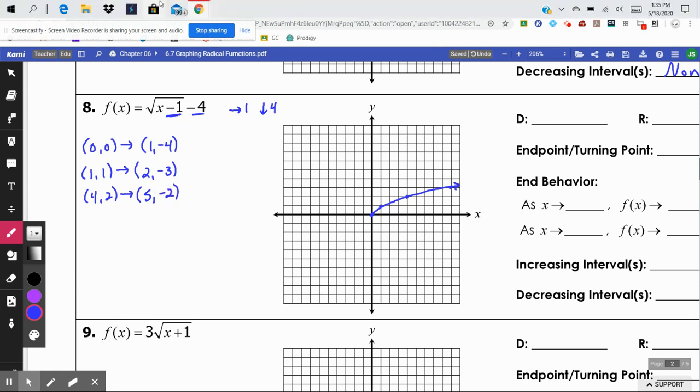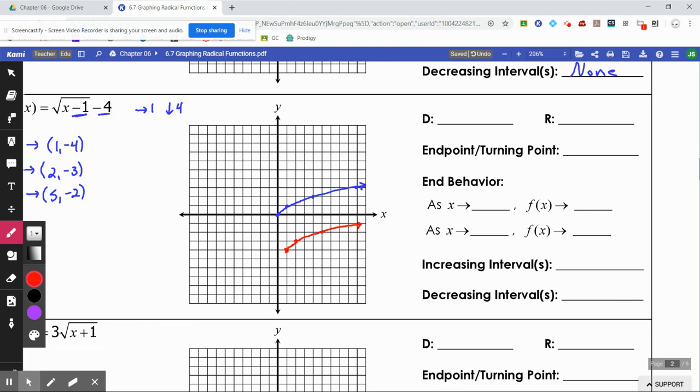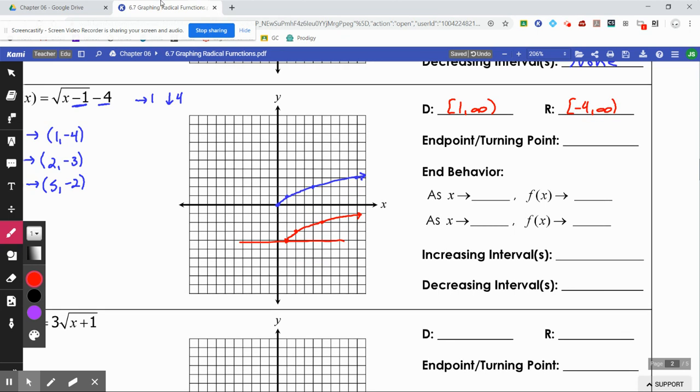Now let's plot these new points. And here's your new graph. Your domain now starts at 1 and goes to infinity. Your range starts here at -4 and goes up to infinity. Your endpoint or turning point got moved. Again, here's the endpoint or turning point. It got moved right 1 and down 4, so it is now at 1, -4.